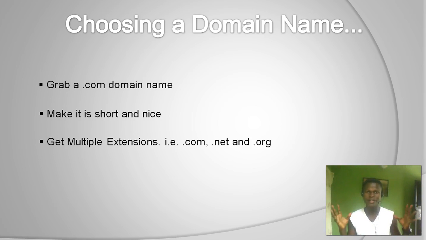Why do you need to do this? You need to get other extensions so you protect your brand. So you don't have other people bearing the same name as you and using different extensions to do something else. It's always good for you to protect your brand. So that's why I say get multiple extensions. When you register your .com domain name, always make sure you register the .net and the .org.